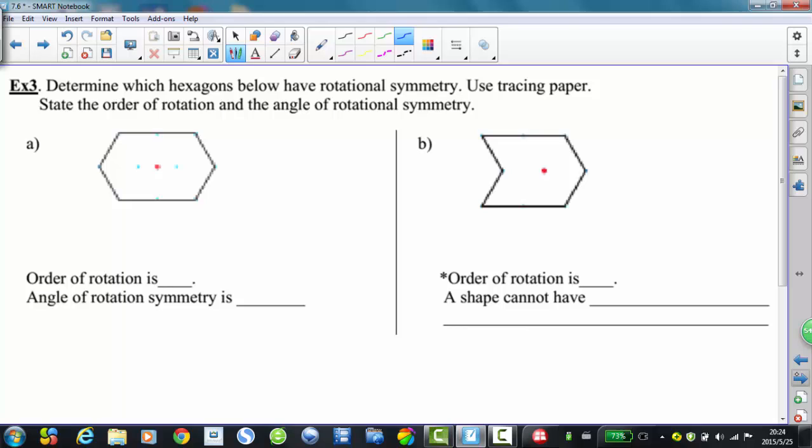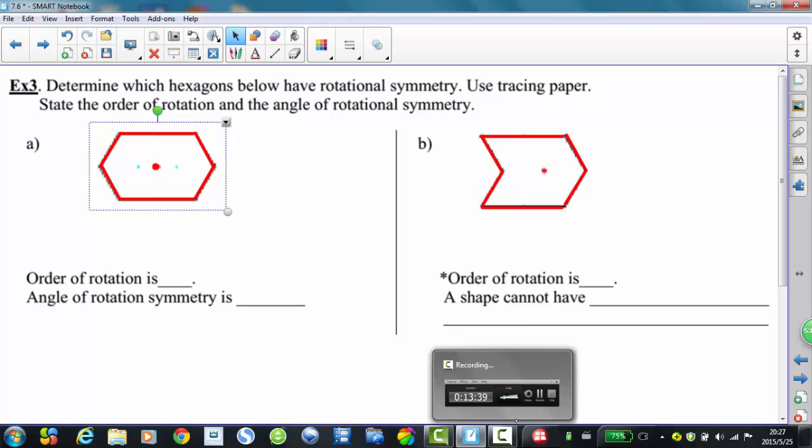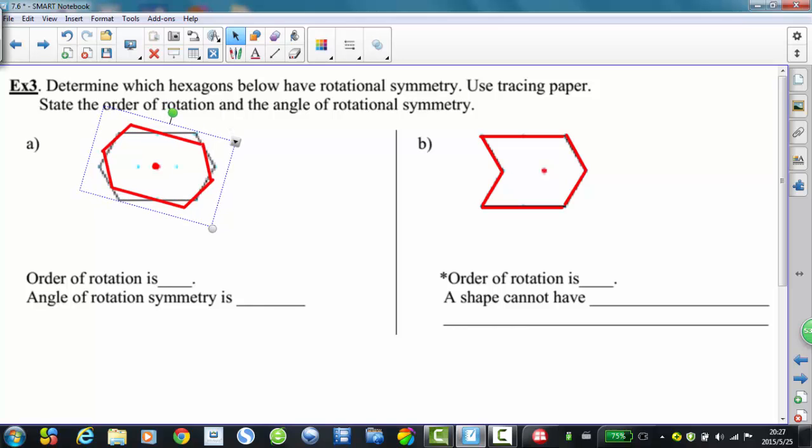Let's determine which hexagons below have rotational symmetry. You can use the tracing paper. If this one has the rotational symmetry, please state the order of rotation and the angle of rotational symmetry. So let's look at the first one, which is a convex hexagon. Let's rotate this one around the rotation center. With this many degrees, it does not coincide with itself. That was 90 degrees. The new one does not coincide with its original one. So let's keep rotating.